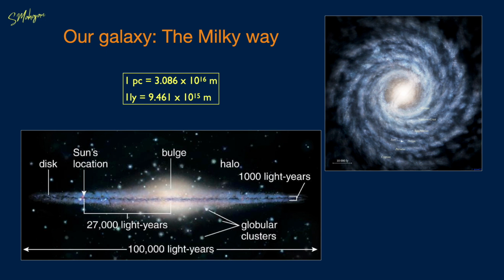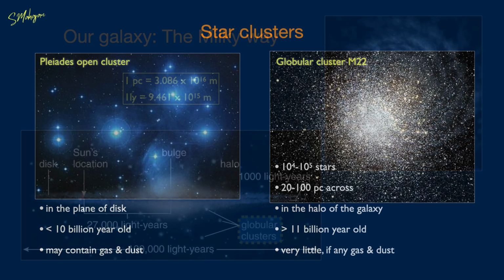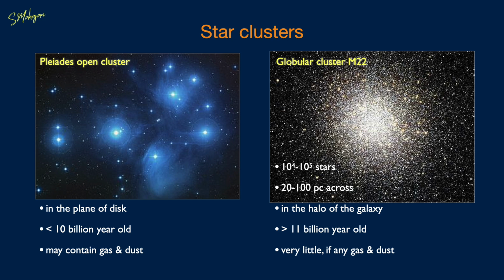But in the context of today's discussion, we are interested in exploring the star clusters, some of which are present in the disk, while others, called the globular clusters, surround the galaxy as shown here. Star clusters can broadly be classified into two categories, the open and globular clusters. The open clusters contain a few hundred to 1,000 stars, are less than 10 parsecs across, and are found in the plane of the galaxy's disk.